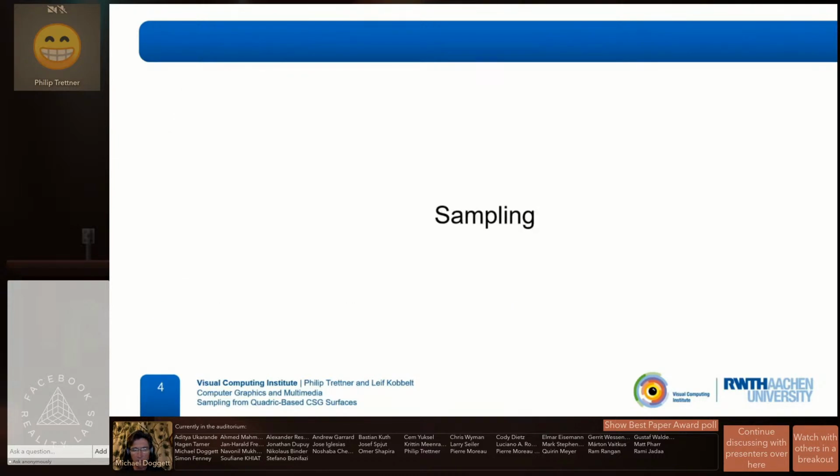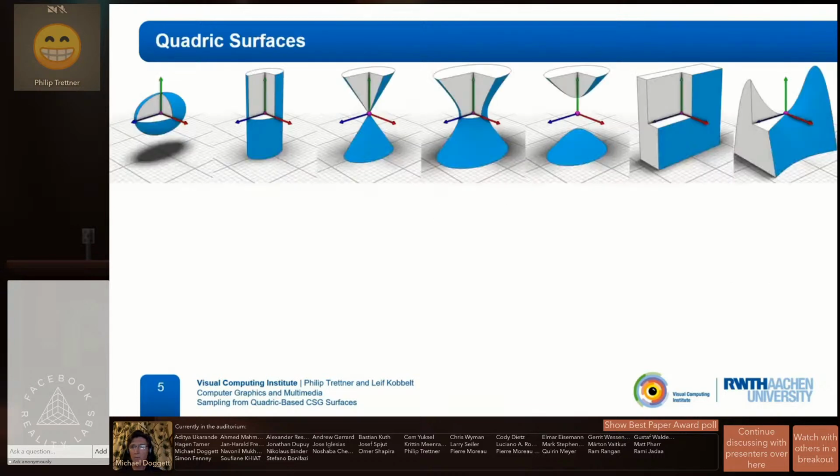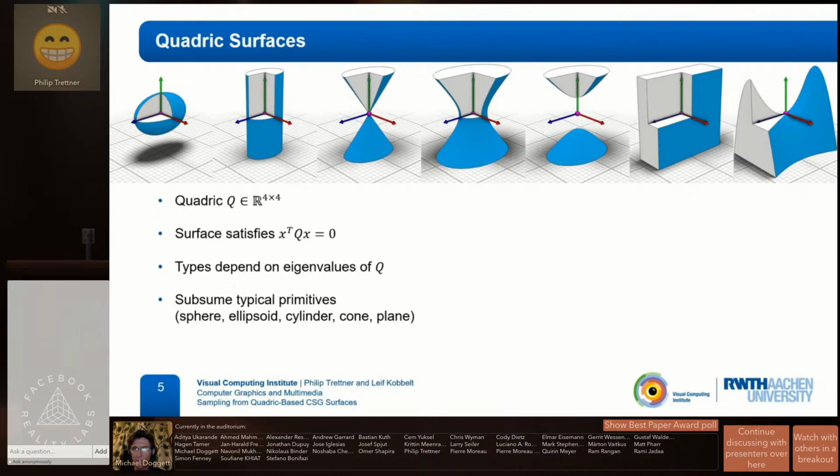Okay, let us start with the sampling procedure. The primitives in our system are quadric surfaces, and as a reminder, a quadric is usually represented by a symmetric 4x4 matrix, and the quadric surface is then the zero isosurface of the quadratic function x^T Q x. The different types of quadric surfaces depend on the eigenvalues of Q, and quadric surfaces are actually a superset of many of the classical primitives. So we have spheres and ellipsoids, we have cylinders, cones, planes, and even some more exotic ones.